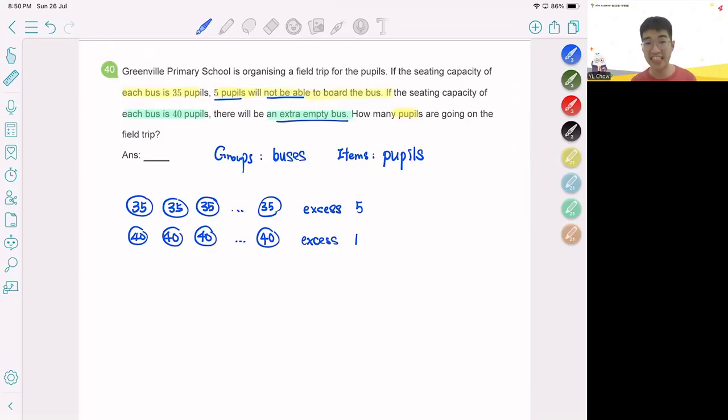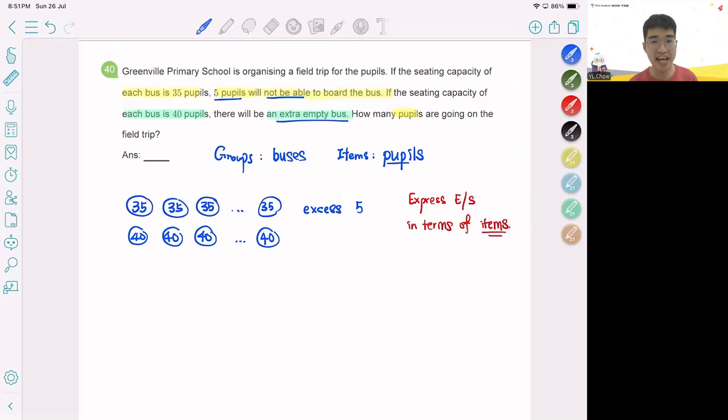Now, this is not correct because, remember this key point. When we are expressing the excess or shortage, we always express them in terms of the items. Let me repeat. When I am expressing the excess or shortage in our picture, we always express it in terms of the items, which are the pupils. So don't think about whether you have extra buses or not. Think about, do you have too many pupils or not enough pupils?